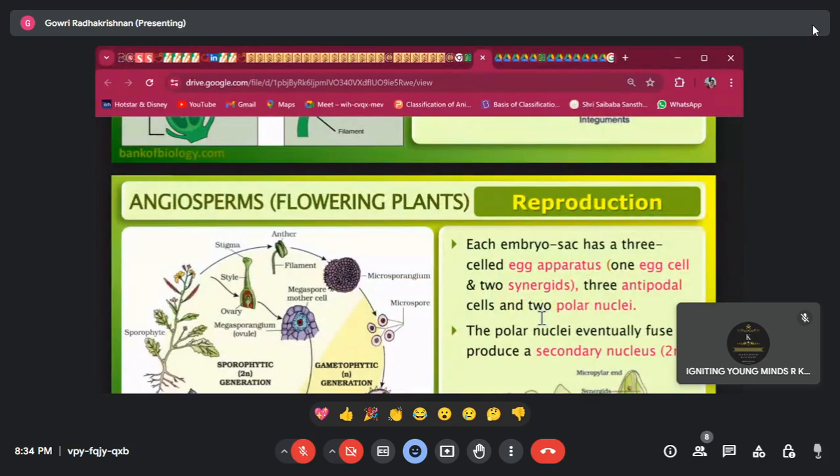Each embryo sac has a three-celled egg apparatus, one egg cell and two synergids, and three antipodal cells and two polar nuclei. Now, before we go to the next slide, I want to know, do you all remember?